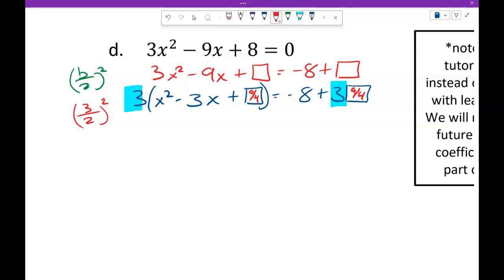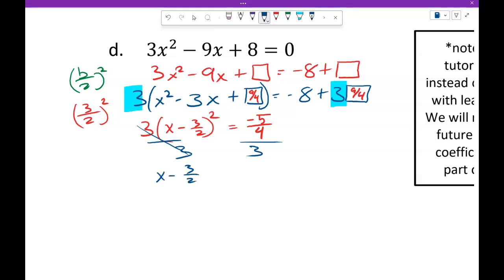Now that we have it squared, we can go ahead and factor and simplify. The square root of 9/4 takes us back to 3 halves. So we have 3x minus 3 halves squared. And then on the right side of the equation, we get negative 5/4. Now completing the square is done, we can go ahead and solve. Divide both sides by 3. Square root both sides.